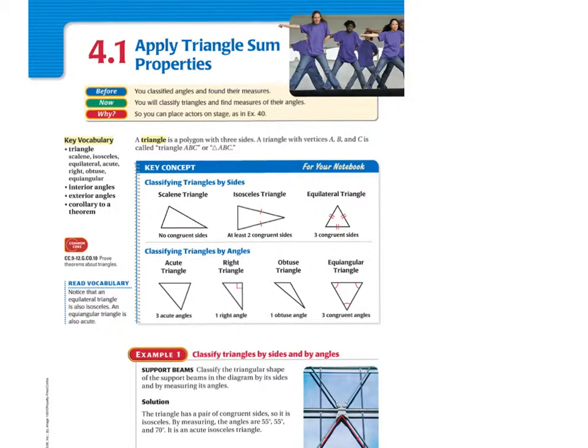One little note to make here on the isosceles triangle: notice it says at least two congruent sides. So you'll notice that the equilateral triangle does have at least two congruent sides. So the equilateral triangle is also an isosceles triangle.